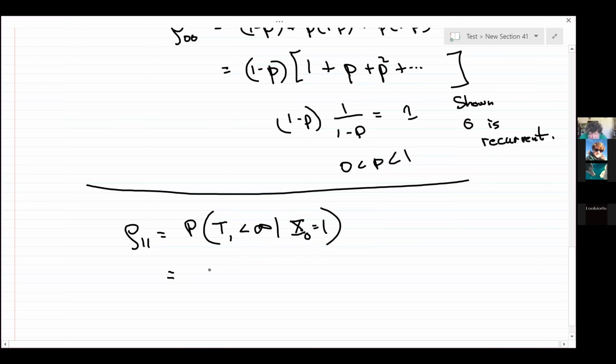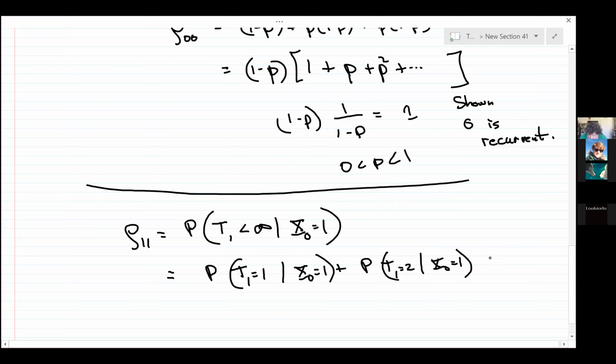0, 0, this would be the probability that the time to first get to 1 is 1 unit of time starting at 1, plus the probability that the time it takes to first get to 1 is 2 units of time, given that you started at 1, plus the probability that the time it takes to first get to 1 is 3 units of time, given that you started at time 1, etc.